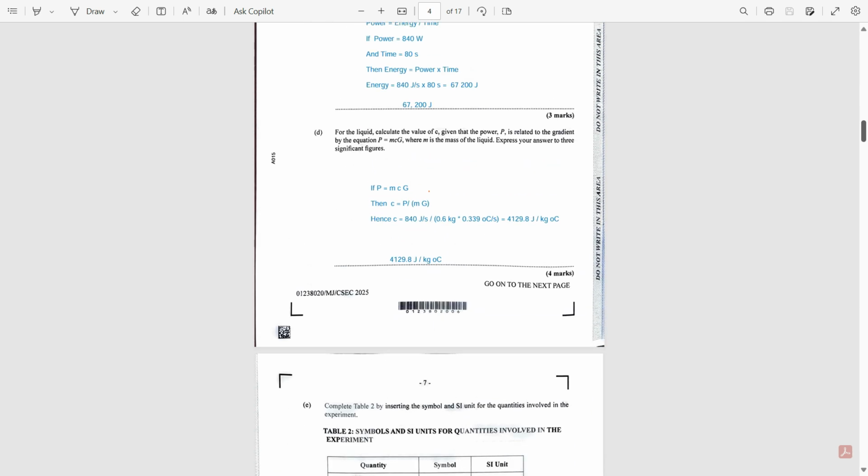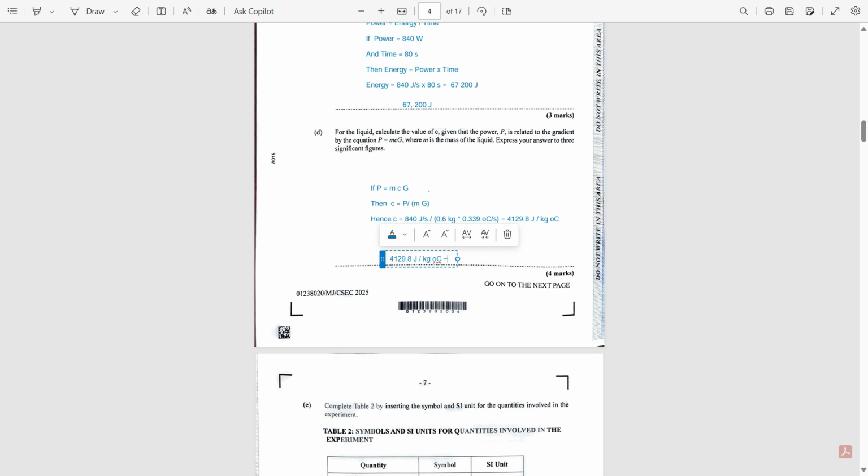For the liquid, calculate the value of c, given that the power P is related to the gradient by the equation P is equal to mcg, which makes sense. It says where m is the mass of the liquid. Express your answer to 3 significant figures. Well, remember that PT is equal to mcΔT. And since the gradient already has in the time, they just put P equal to mcg, right? And so they said 3 sig figs. I would have cried if I found out I didn't finish this.